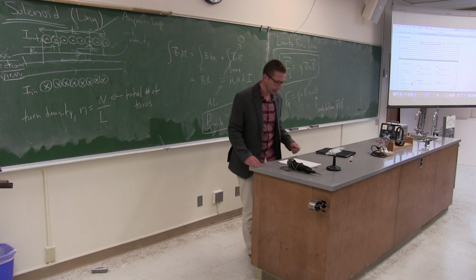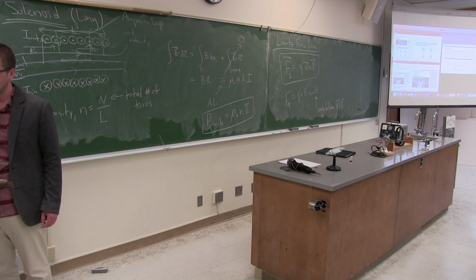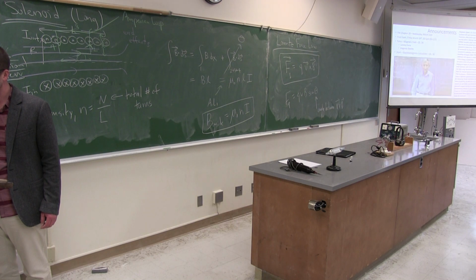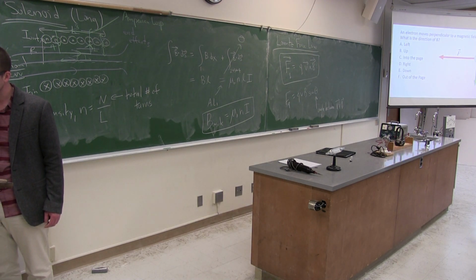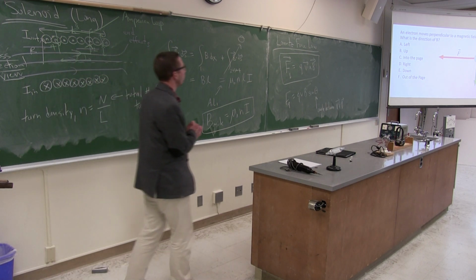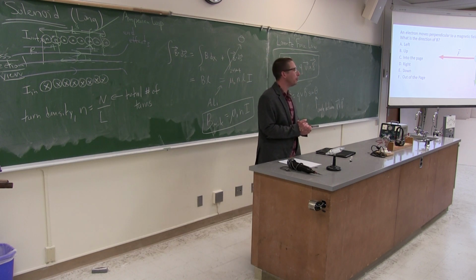So let's try an example of this. Let's just warm up here. Okay, take out your voting cards. Let's say I have an electron moving down, and it experiences a force to the left. What direction is the magnetic field that it experiences?